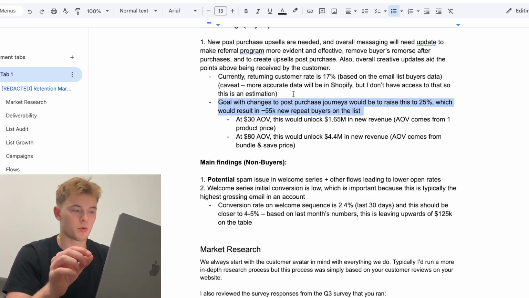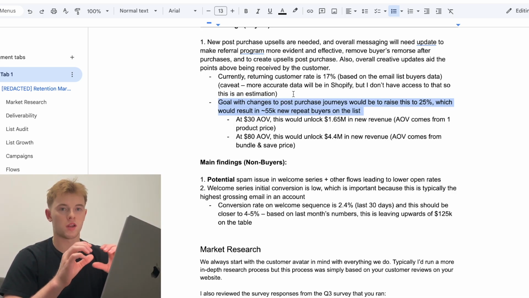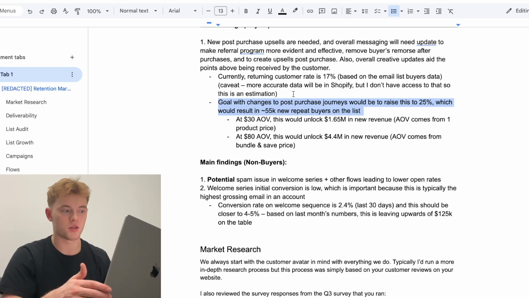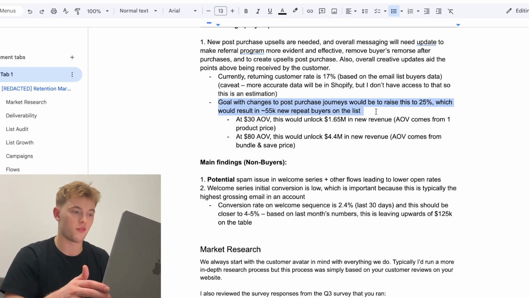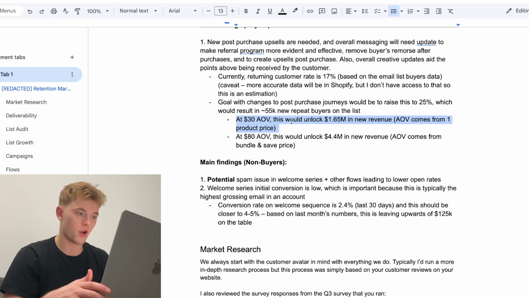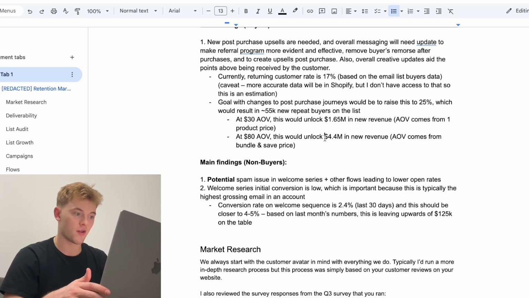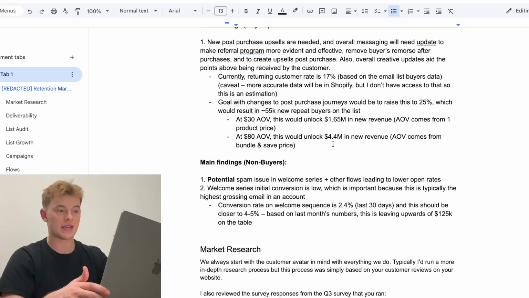Now, the goal with the changes to the post-purchase journeys would be to raise that returning customer rate. Actually, first, let me define what returning customer rate meant for us. Out of all the buyers they have on their email list, that percentage of 17% is how many of them are repeat buyers. So out of all the buyers, how many have bought more than once. Our goal here was to raise that to 25%, which would result in about 55,000 new repeat buyers on the email list. Now, at a $30 AOV, I ended up finding out that their AOV was about $40, but at a $30 average order value, this would unlock $1.65 million in new revenue. And at an $80 AOV, like I said, theirs was 40, but at 80, this would unlock 4.4 million in new revenue. So this was a massive lever for this brand.